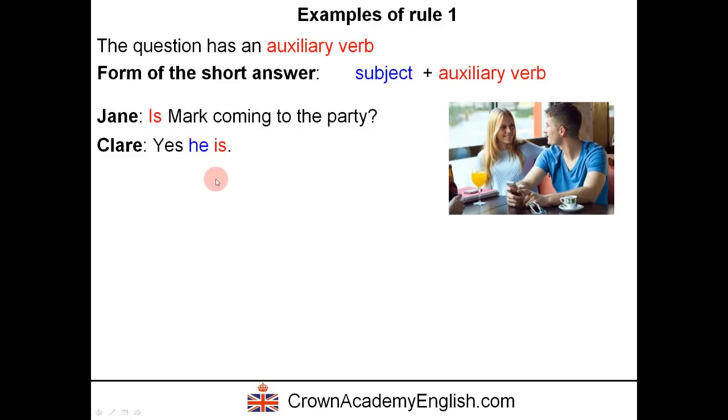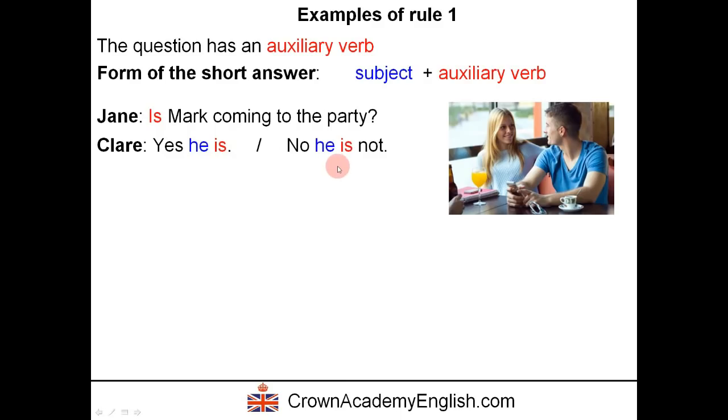And we never use the contracted form in the affirmative. If the answer is yes, then we always use the full, complete form. Yes, he is. We do not use an apostrophe. We do not use the contracted form when we use a short answer in the affirmative. So we don't say yes, he's. Okay, that is wrong. But what if the answer is no?